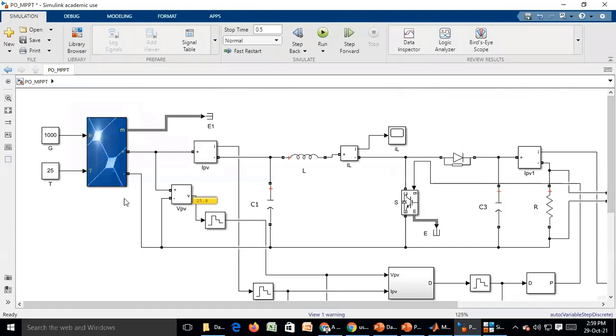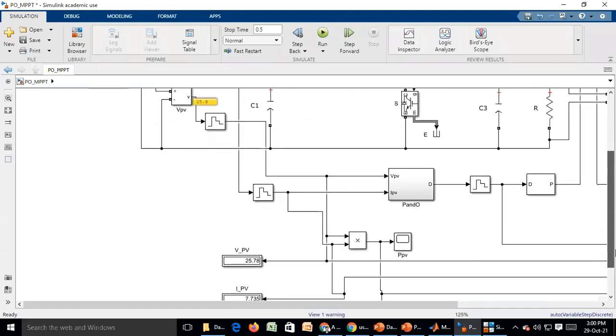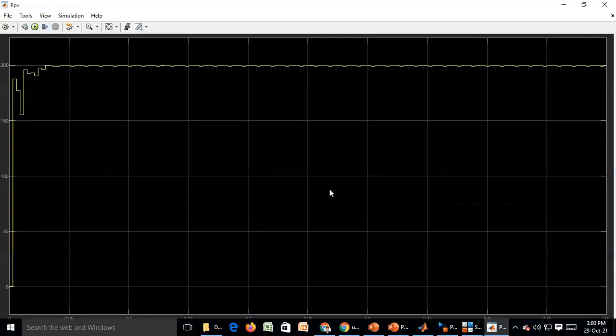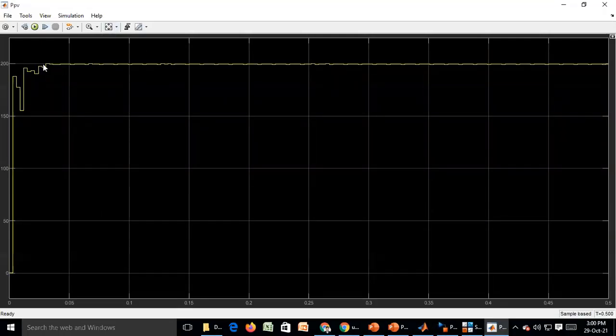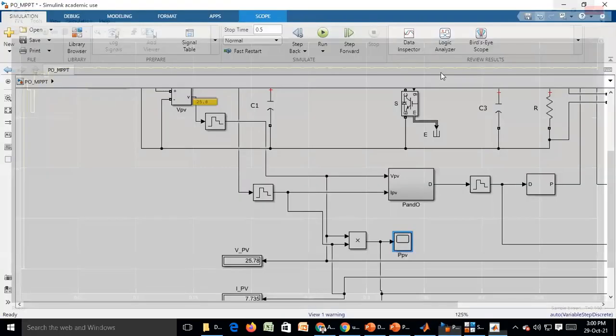This is the PV output, which is the input to here. Now we will see. This is for stability. Here it is stabilizing, settling at 0.04 seconds. And this is the 200 watts you are getting. This is the power.